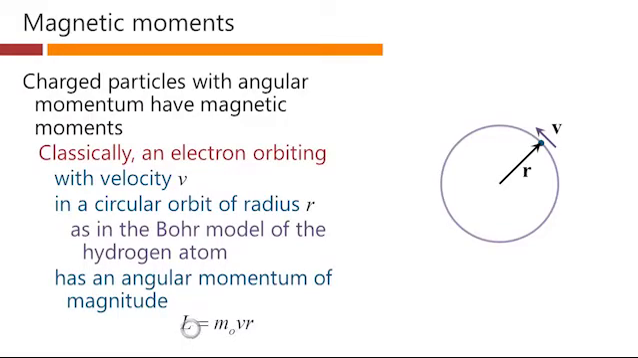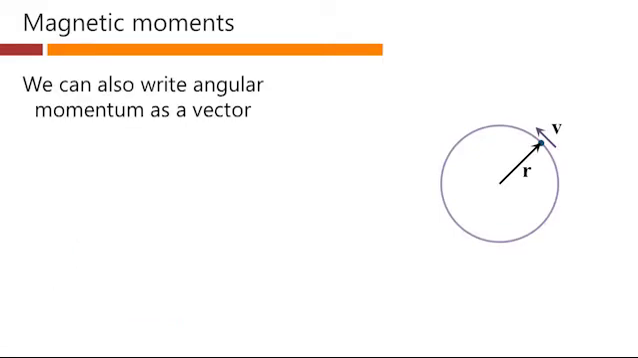of magnitude L equal to the mass times the velocity times the radius here. That's a standard classical result for the angular momentum of a particle orbiting in a circular orbit like this. We can also write the angular momentum as a vector. Again, classically, the standard definition is to say that the angular momentum vector is r vector cross p, and classically the momentum p is just m naught, the mass of the electron, times the vector v.